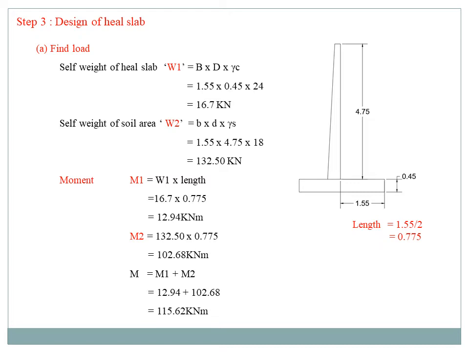Then moment. We know the simple formula: moment is equal to load into distance. So M1 is equal to W1 into length. The length is 1.55 divided by 2, which is 0.775. So M1 is equal to 16.7 into 0.775, which is 12.94 kilonewton meter. Then M2 is equal to 132.50 into 0.775, which is 102.68 kilonewton meter.